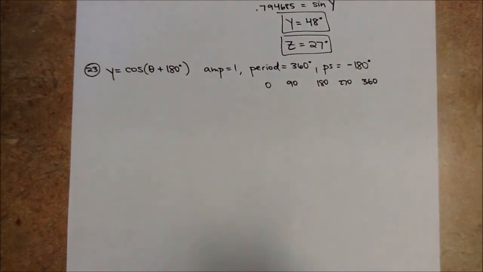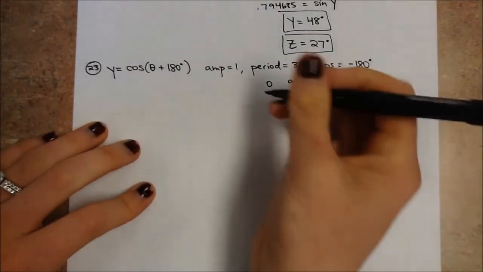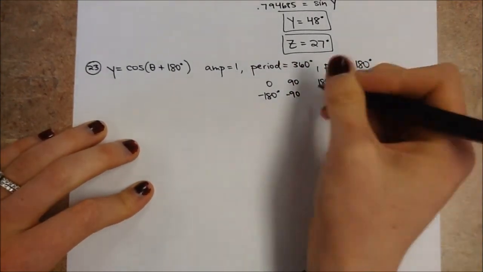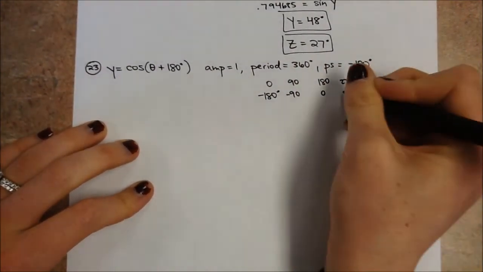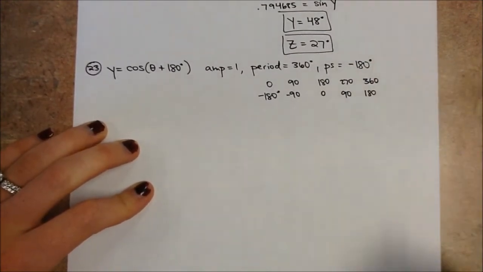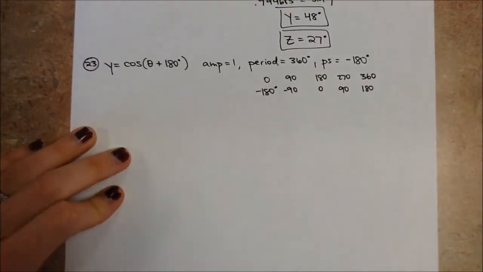Okay, so all of those values are going to move 180 degrees to the left. Okay, so subtract 180 from all of those values. So you get this, and then subtract 180, you get 0. Subtract 180 here, you get 90. Subtract 180 here, you get 180. So we're going to use that to mark up the theta axis.